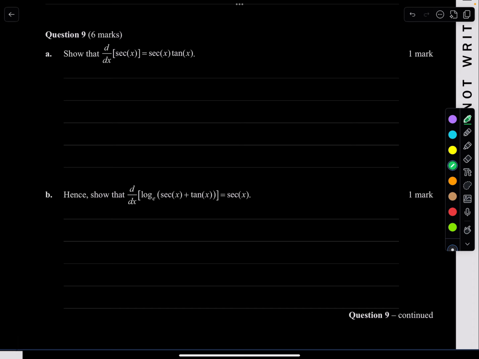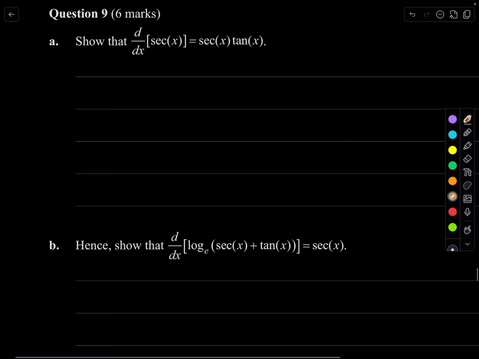Let's smash this one. So, question 9: show that the derivative of secant x is equal to that. In the new study design, it's actually in your formula sheet, but because this is the old study design, they didn't give it in your formula sheet, so you had to do it by hand. It's really easy. We know that secant is 1 over cos x, yeah?